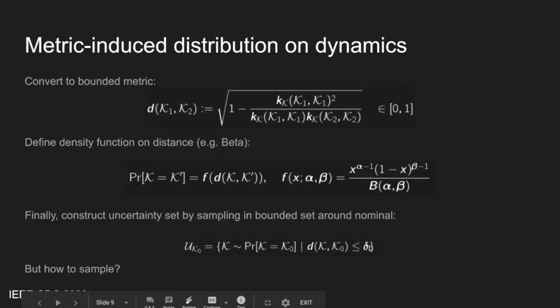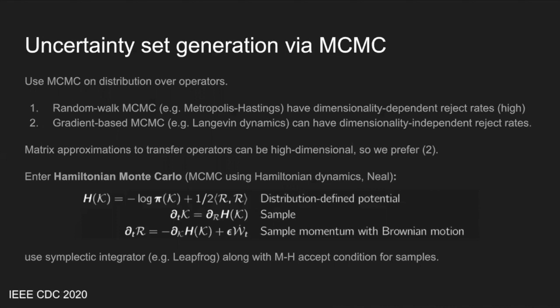So the practical question of our method is how to sample this distribution. And we do so using MCMC. The first option we could take is to use the standard random walk methods such as Metropolis-Hastings or Glauber dynamics. The problem with these methods is that they have dimensionality-dependent reject rates, so the sample efficiency is exponentially low in the dimension. Since we will be working with matrix approximations to infinite dimensional transfer operators, which can be very high dimensional themselves, we prefer something which has a better sample efficiency.